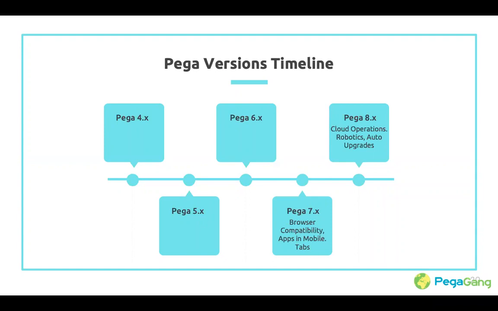So forget about what is there in the past, but at least you can give a snapshot view that it started with Pega 4, and then eventually now we landed at Pega 8, where the entire application operates in cloud. So you need not require a lot of infrastructure to run or operate Pega. So that's a simple, straight one-liner statement.